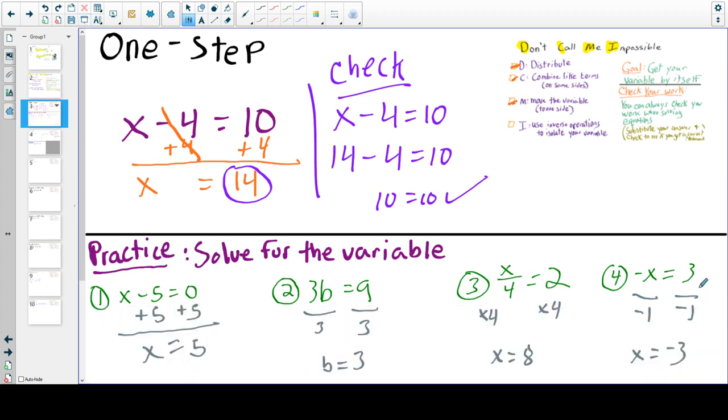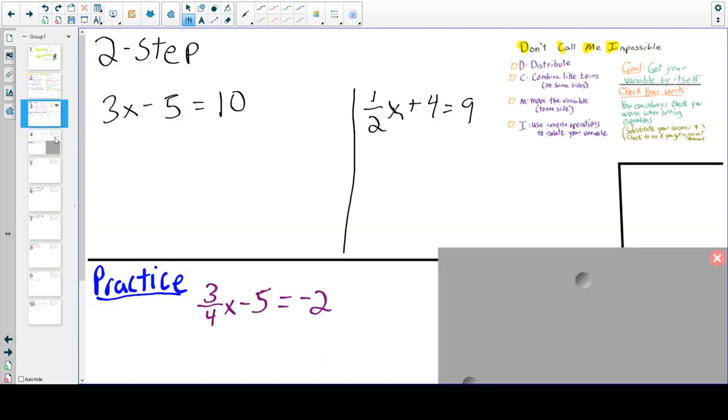All right, here are the answers to those questions. All right, let's move on. So here are some two-step equations. We're going to do the same thing. We're going to use DCMI and see what we get.